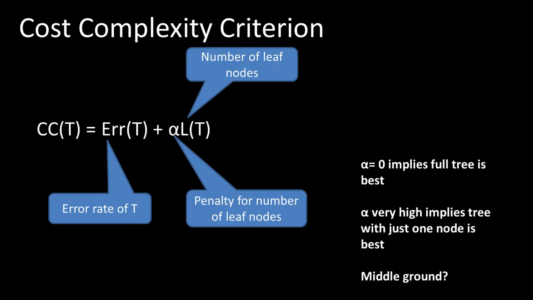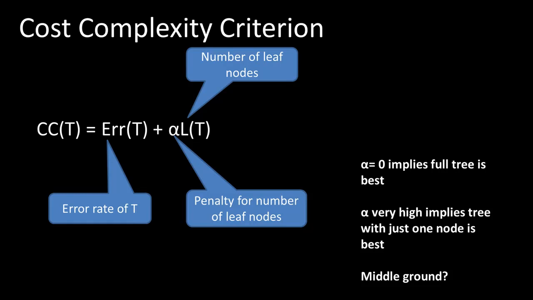When alpha equals 0, effectively you're saying, I'm not going to impose any penalty for the tree size, which obviously means you will go completely by error rate, and therefore you'll generate the complete tree on the training data and use just that. Whereas if you put a very high value on alpha, then you're effectively saying even one extra node is going to make it bad. So you'll just have a tree with one node. Clearly, what we're looking for is a middle ground between these two.